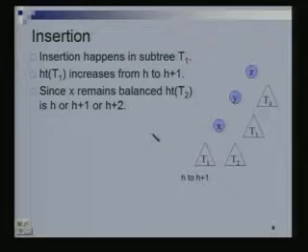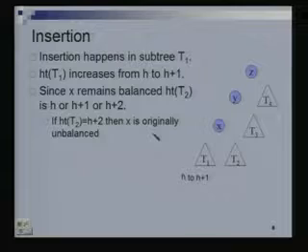Which one? Okay, can it be h plus 2? If it is h plus 2, then originally x is imbalanced, because originally the height of T1 was h. If this is h and this is h plus 2, then this was imbalanced even to begin with, but that is not the case. Originally it was an AVL tree. So, the height of T2 cannot be h plus 2.